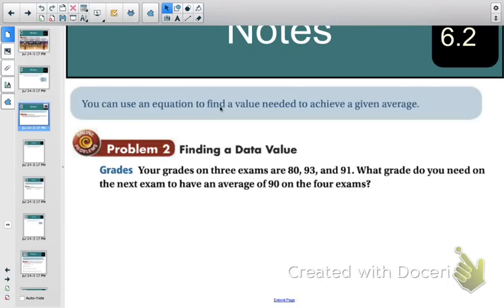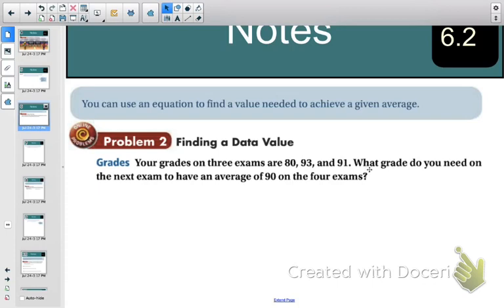You can use an equation to find a value if you're given an average. It says your grades on 3 exams are 80, 93, and 91. What grade do you need on the 4th exam to average 90 on all of your exams? So we want the average to be 90. If we're finding the average, that's the mean, so I'm going to have a fraction here. I know there's going to be 4 exams total. I want my average to come out to be 90.